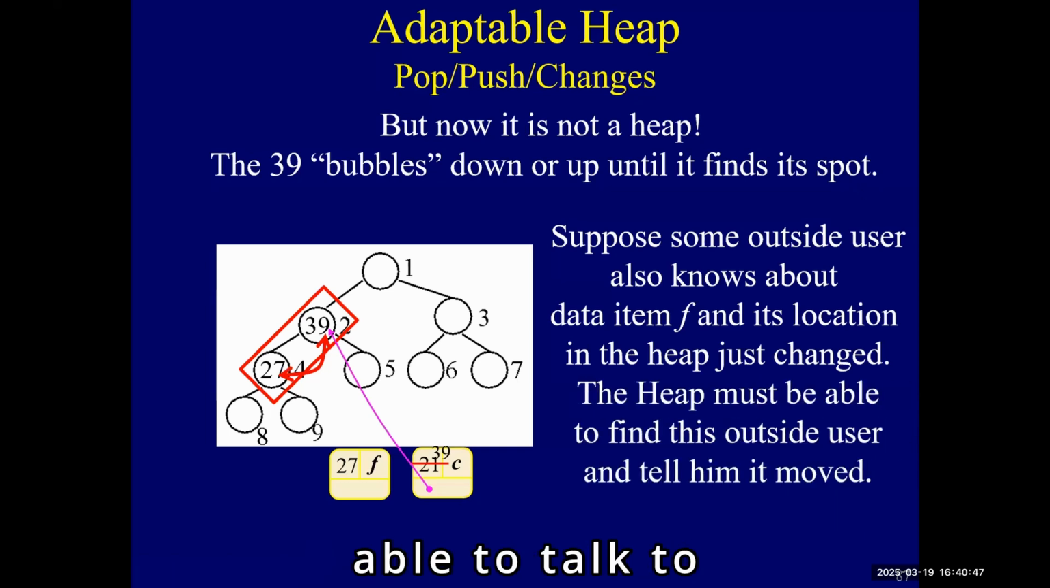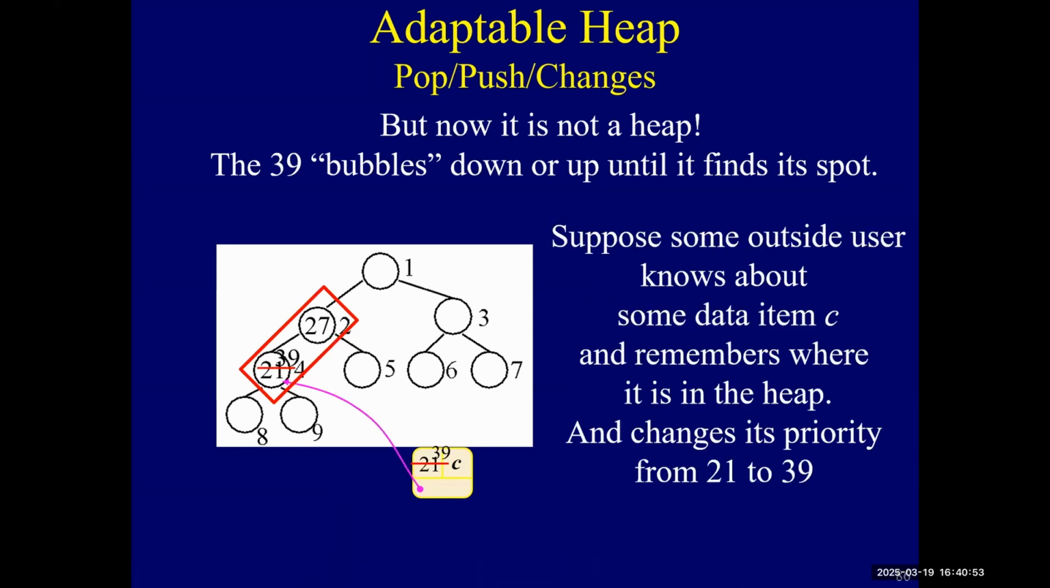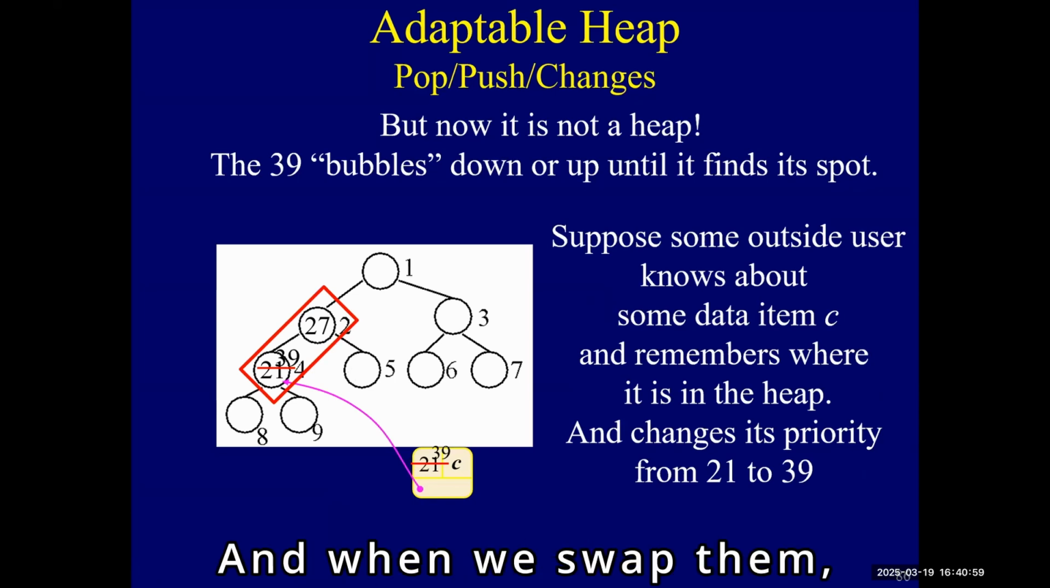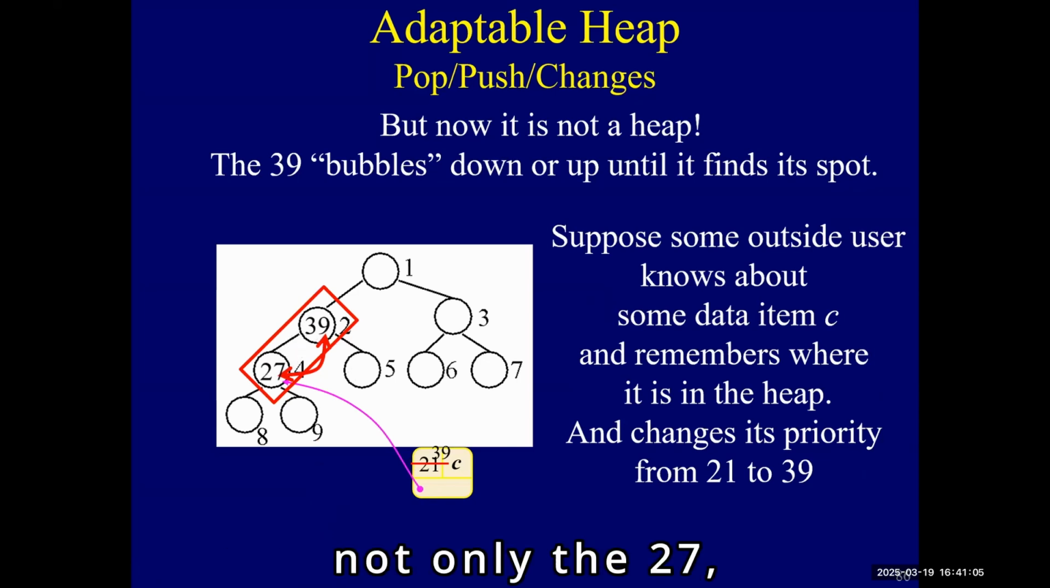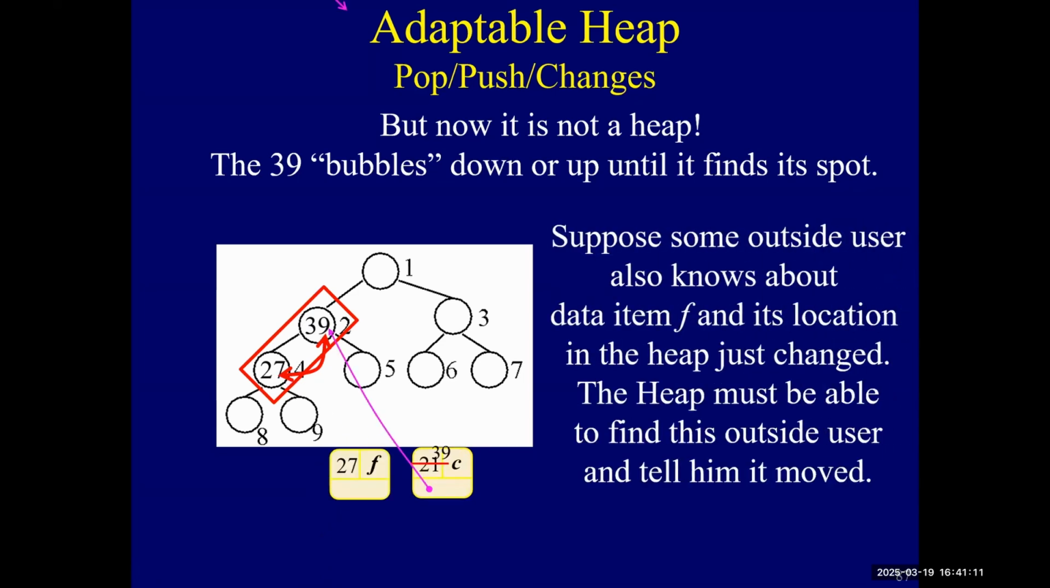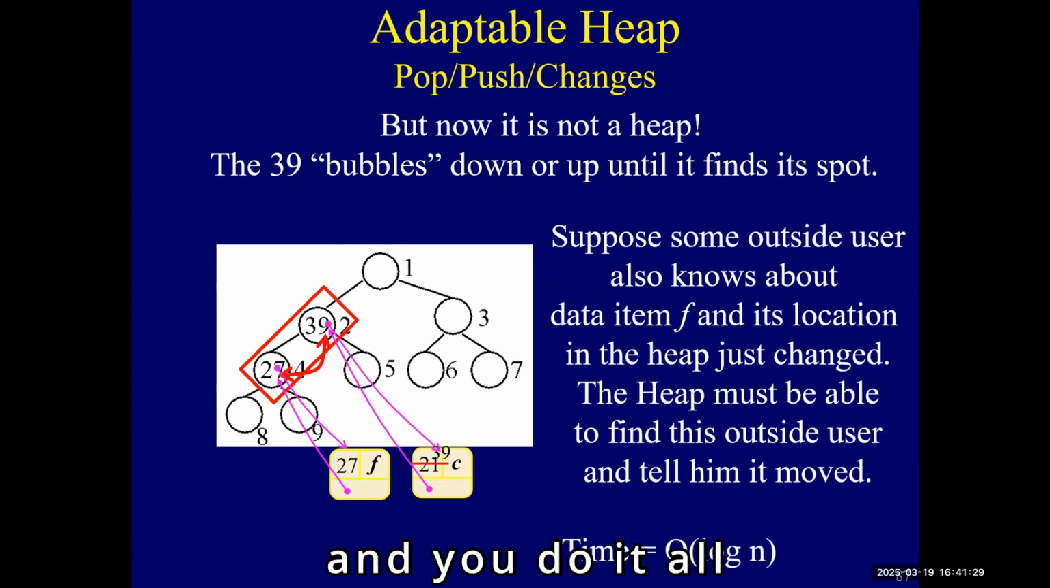The heap must be able to talk to the outside world, all right? So if we go back here, 27 has a pointer to F. And when we swap them, what comes down is not only the 27, but the pointer to F. And then we can go out to F and say, hey, F, I moved. And then F can update its pointer. Does that make sense? And so you need all those pointers, and you do it all in log n time.